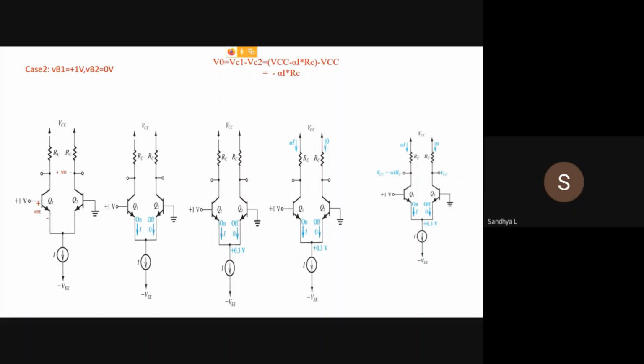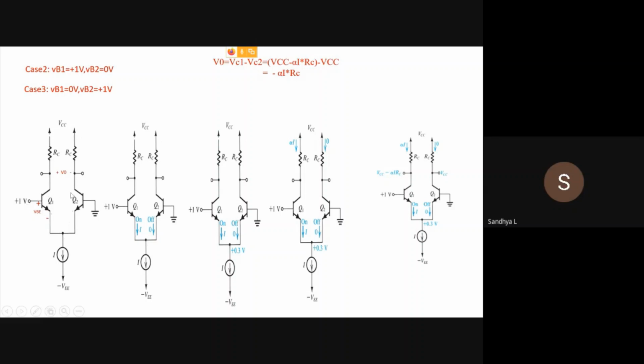So in the case of an op amp, the differential amplifier is the first stage of an op amp. So in that particular case, this particular base is taken as the inverting terminal, and this particular base is taken as the non-inverting terminal. So if we reverse the inputs, that is VB1 equal to 0 and VB2 equal to plus 1 volt, third case, in that case the entire thing will reverse.